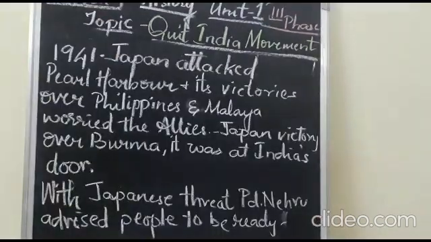In 1941, Japan attacked Pearl Harbor, and its victories over the Philippines and Malaya worried the Allies. With the Japanese victory over Burma, it was at India's door. The Japanese threat to attack India was so real that Pandit Nehru had advised the people to be ready to defend themselves using guerrilla tactics if required.